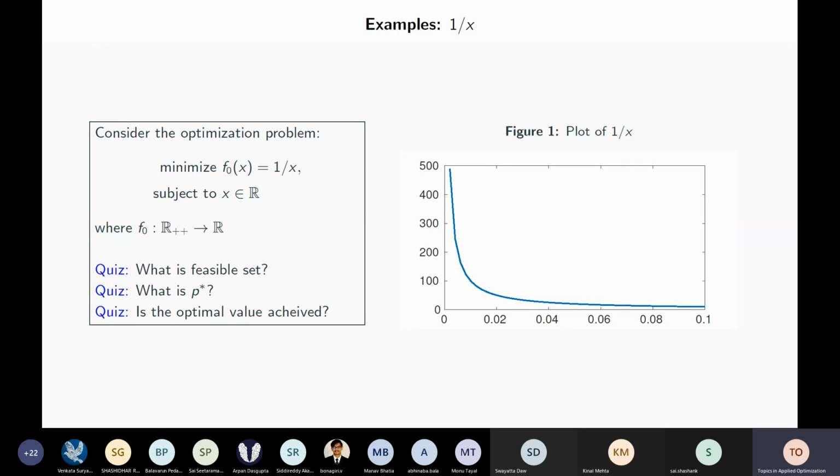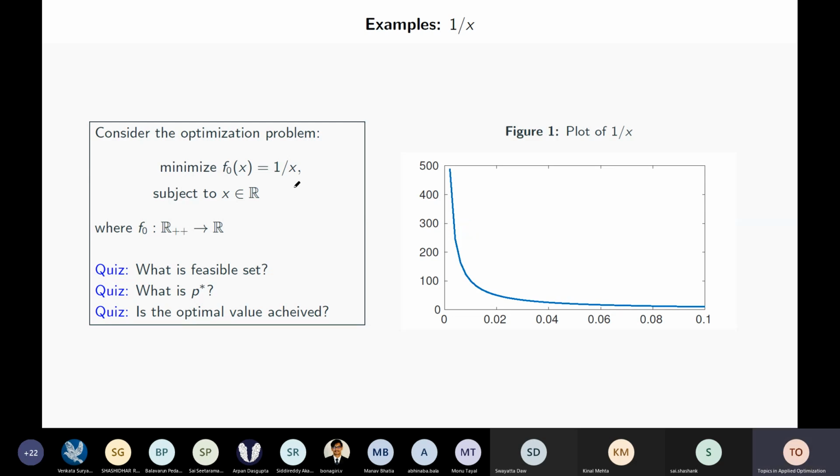Now let us see some examples. Minimize f naught of x equals 1 over x. This is the plot of 1 over x, subject to x belongs to R. So this is the constraint that you have. In other words, if I write it in terms of inequality, this is all of R. When I'm saying R, it's actually an unconstrained problem in this case, because it's all of R.